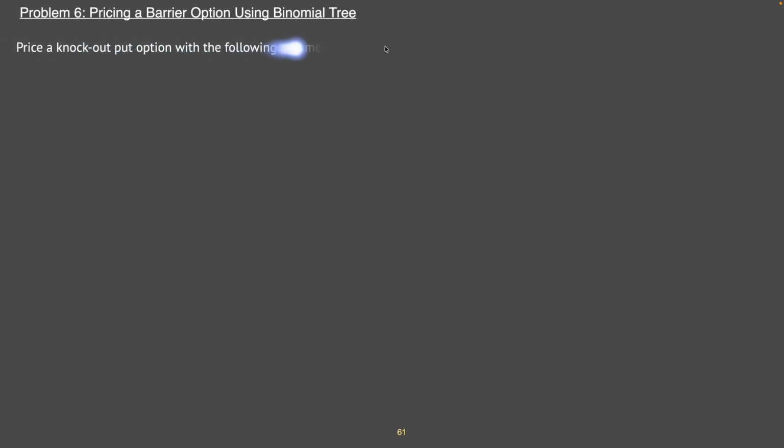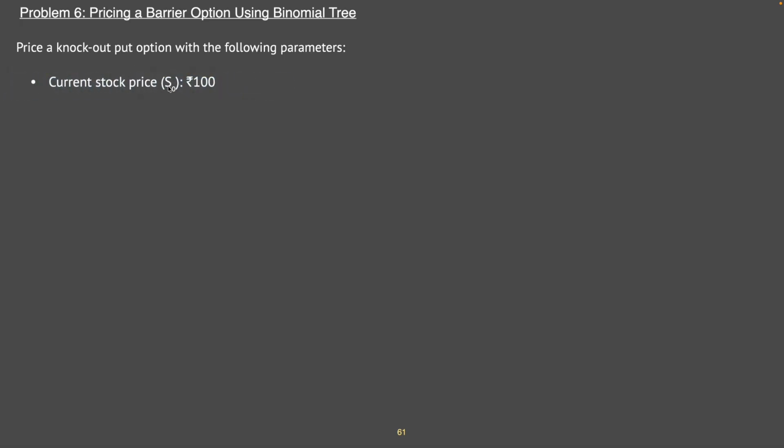Okay, let us analyze another problem. This problem involves something called a barrier option, and we are going to price the barrier option using the binomial tree. We are supposed to price a knockout put option. What is the option type? It is a put option and it is a knockout put option. We will analyze what a knockout put option means. And let us understand the parameters first.